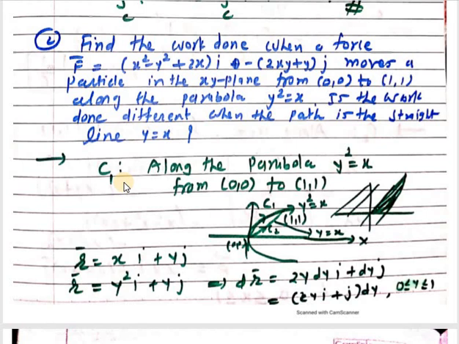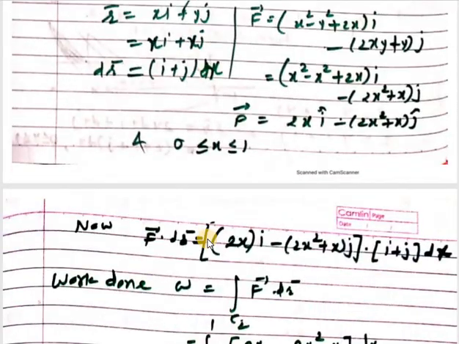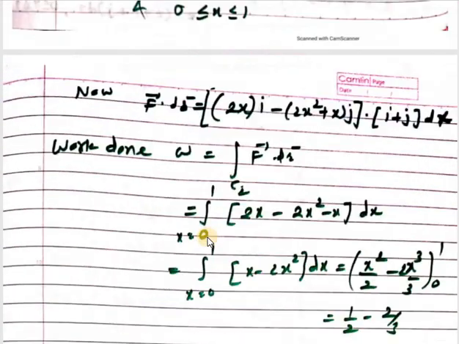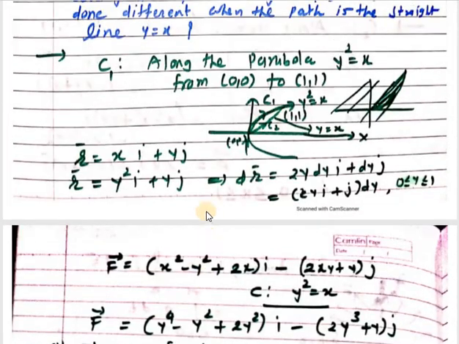Find the work done when the force F moves a particle in the xy plane from (0, 0) to (1, 1) along the parabola, this is the outer curve. Is the work done different when the path is a straight line, that is y is equal to x? That means here we have to consider the line integral in two parts, along this C1 as well as along this C2. And we will observe that for this particular example, both work done will be the same.